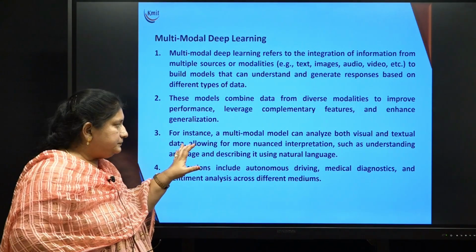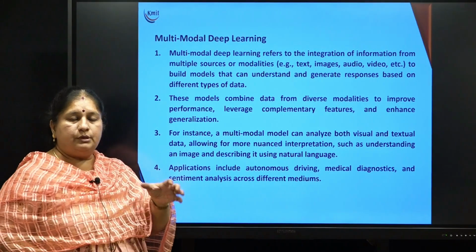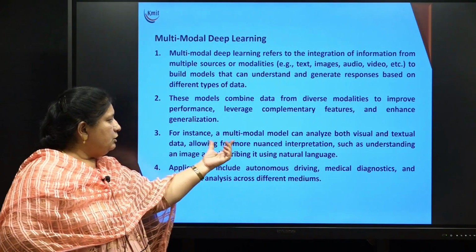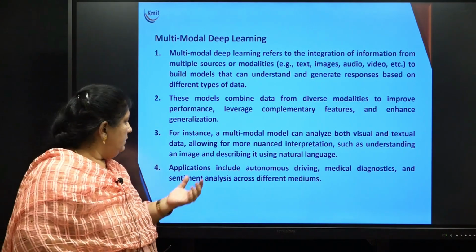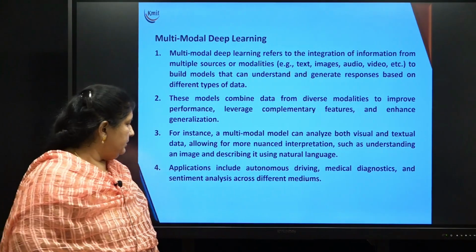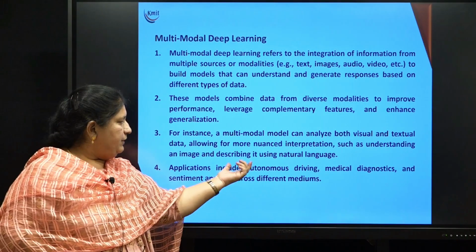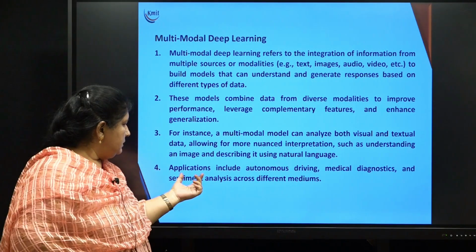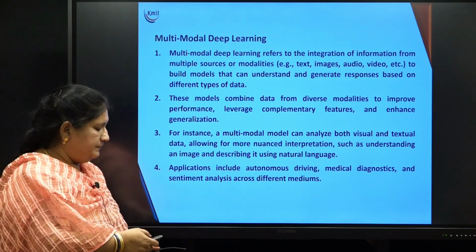For example, a multimodal deep learning model can analyze both visual information as well as textual information, wherein you are trying to have a more promising interpretation of the data, such as understanding the image and describing it using natural language. What are the applications that are involved here? Maybe we can think of autonomous vehicle driving, medical diagnostics, sentiment analysis across various social networking websites, etc.